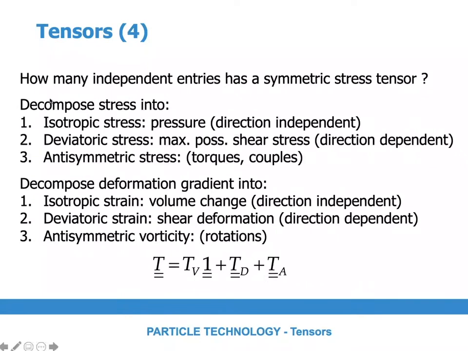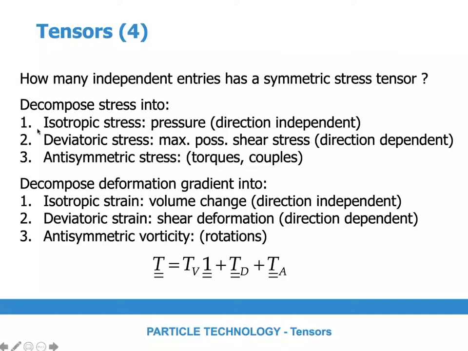Now, the tensors. How many independent entries has a symmetric stress? Okay, that's one of the questions you should be able to answer now. How many independent entries is different from the number counting before, because then stress symmetry comes into play, and instead of 9 entries, we have only 6 in 3 dimensions.